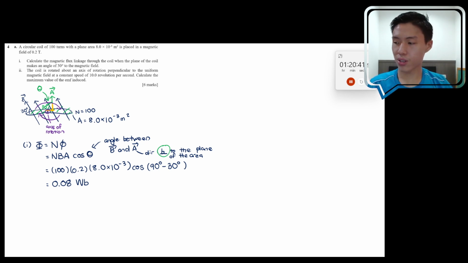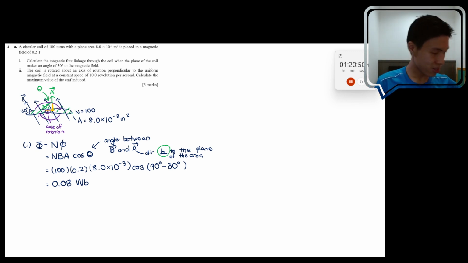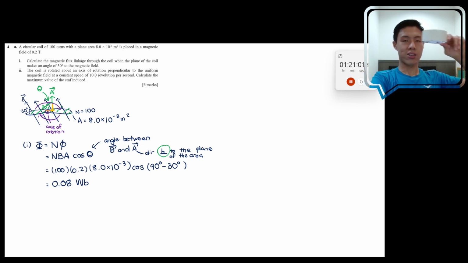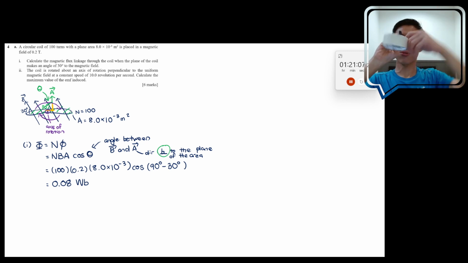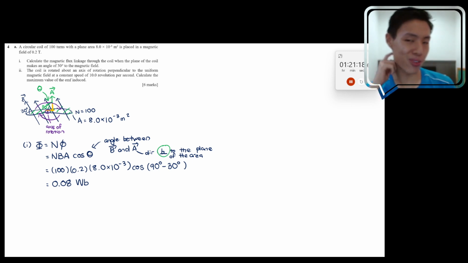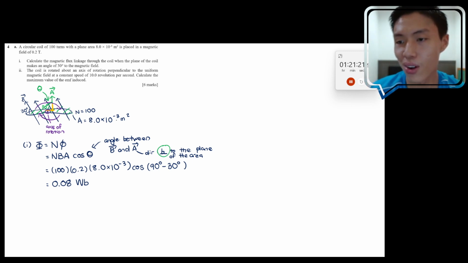So if this is your coil, where can I get a coil? Okay, if this is your coil, then your axis of rotation is something like this. This is your axis of rotation, and it rotates like this. Then your magnetic field is like this, and it rotates like this. Don't want to complicate matters. There are other ways of putting the axis of rotation, but I don't think that's what they're asking for.